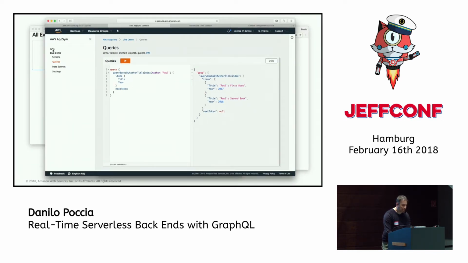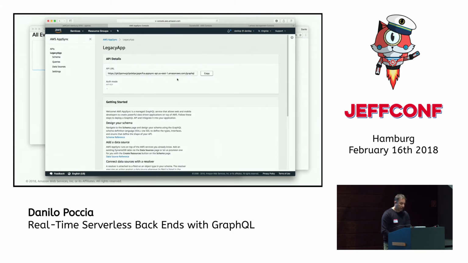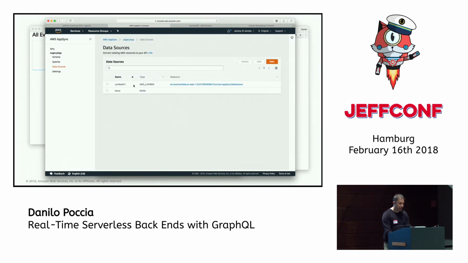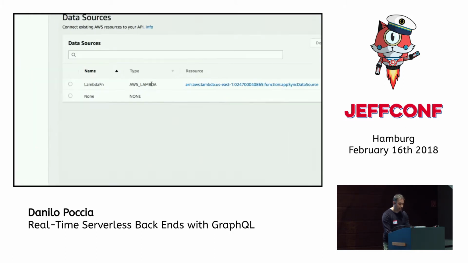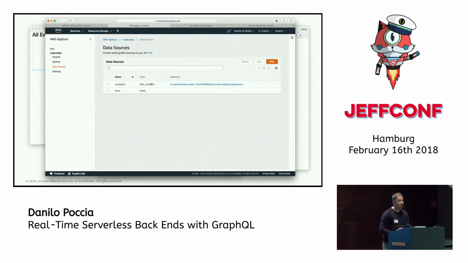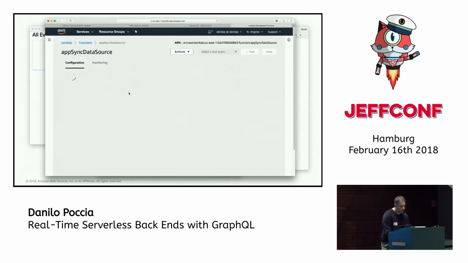So another example, let's see this legacy app here. This is another API that I built. And in this case, I'm using a data source that is a Lambda function. I'm not using a database, but I'm using a function because I can imagine that I have a legacy application that has any kind of interface, and I want to give a GraphQL interface to this legacy application. If we go to the Lambda console, this is my function.